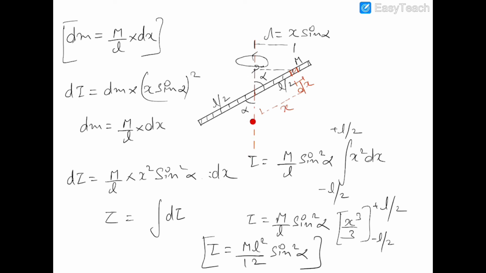because this axis is passing through the rod itself, parallel to the rod, and the moment of inertia of the rod component, which has the length of L sine alpha, will have the formula ml square by 12, where L is equal to L sine alpha. So you can directly write down the moment of inertia of this component of the rod as ml square by 12 into sine square alpha.